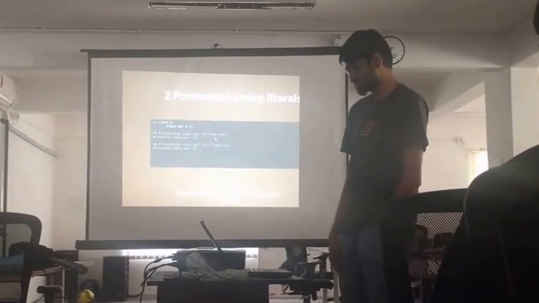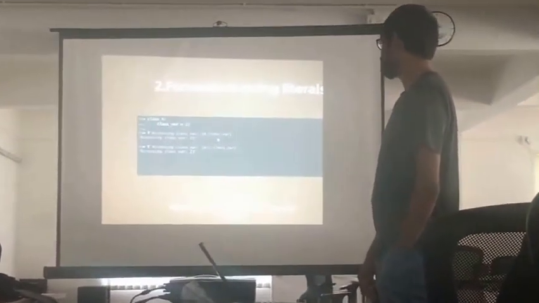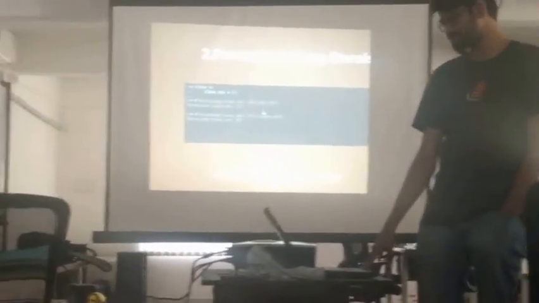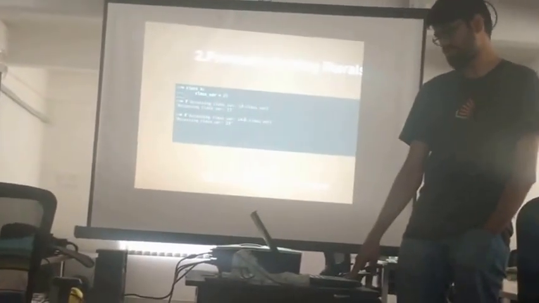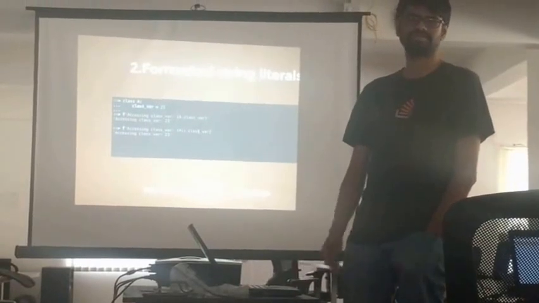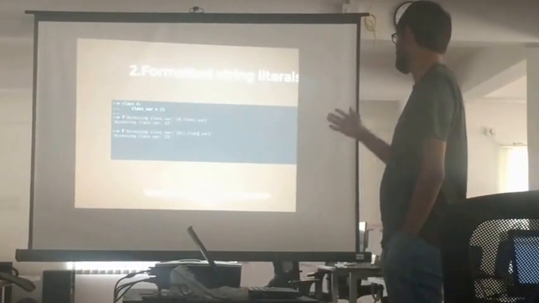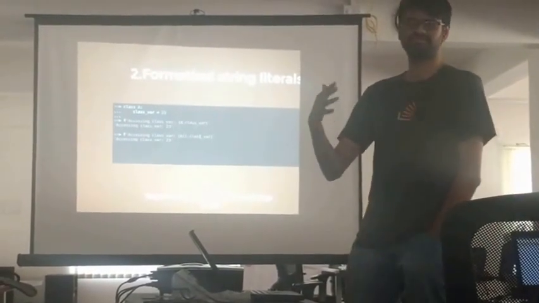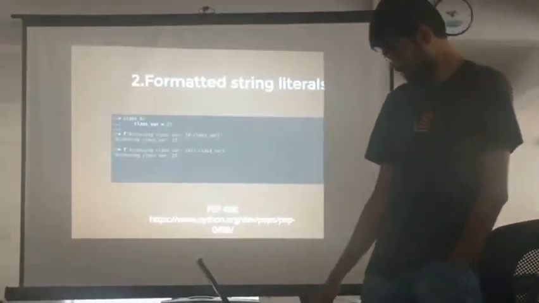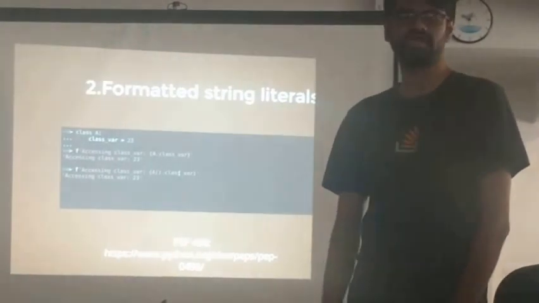So this is like a custom way to access. The first one is accessing a class variable. Second, I'm instantiating an object of a class and then accessing an instance variable. If you understand how class variables and instance variables work in Python, you may know why it is working. This is declared in PEP 498.